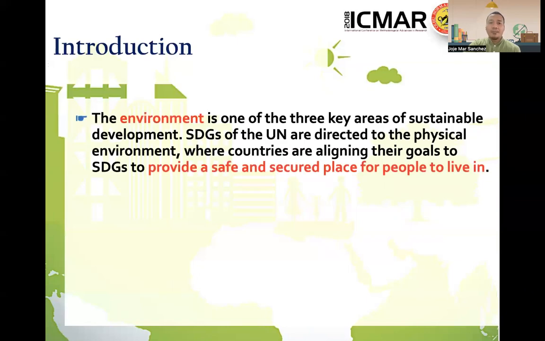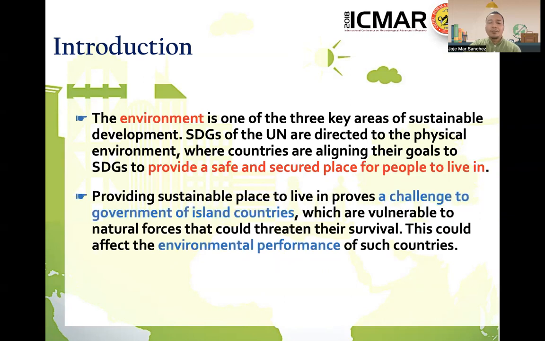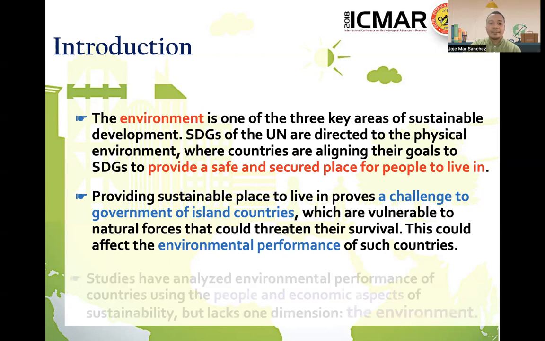Introduction. The environment is one of the three key areas of sustainable development. Sustainable Development Goals, or SDGs, of the United Nations are directed to the physical environment, where countries are aligning their goals to SDGs to provide safe and secured place for people to live in. Providing sustainable place to live in proves a challenge to the government of island countries, which are vulnerable to natural forces that could threaten their survival.